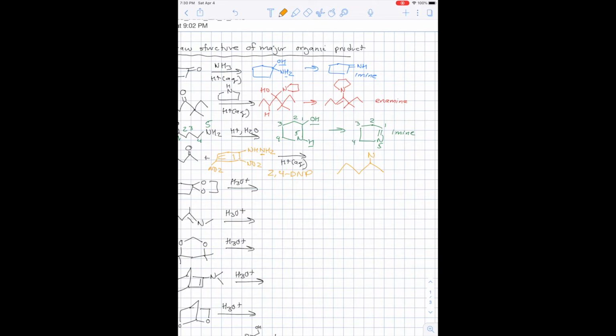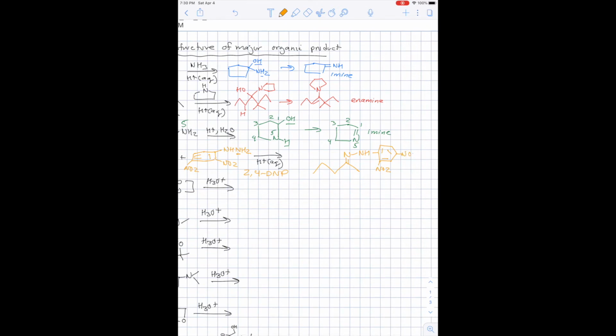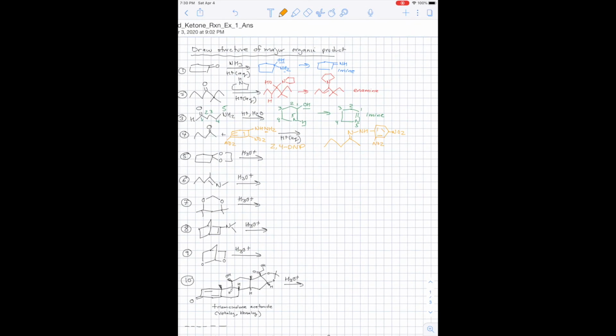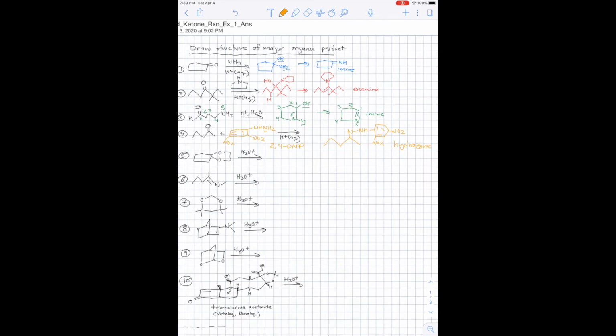Hopefully I won't run out of room here. Make this a little bit bigger. So we have the nitrogen that does the attacking is this nitrogen. So we'll have that nitrogen, and then it's attached to an NH, which is attached to a benzene ring. And then we have nitro groups that are ortho and para to this hydrazine group. And this compound is referred to as a hydrazone. And they're useful for two reasons in qualitative analysis.